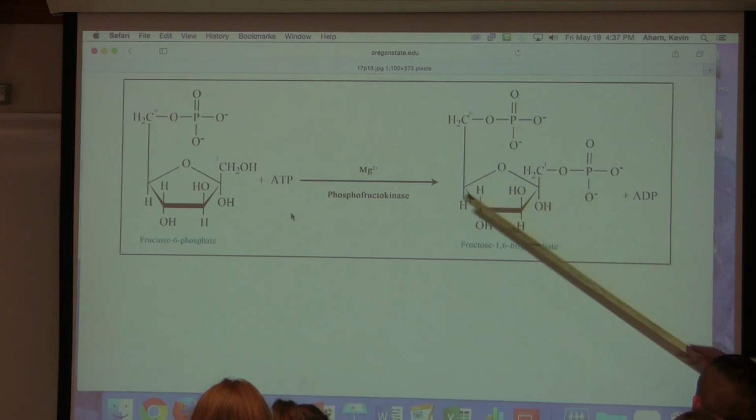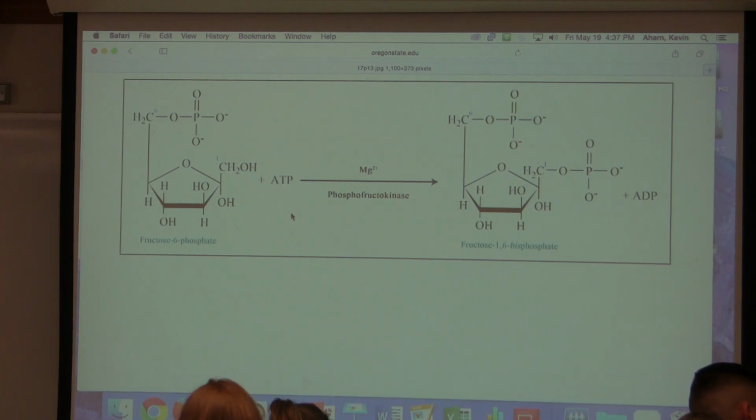Yes, question? The magnesium. Oh, so magnesium is just an ion present in the cell. Almost any time you have ATP involved, magnesium is needed because the positive charge of magnesium chelates into the phosphates of the ATP.